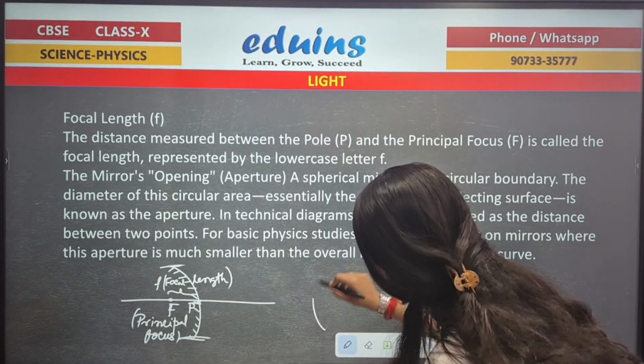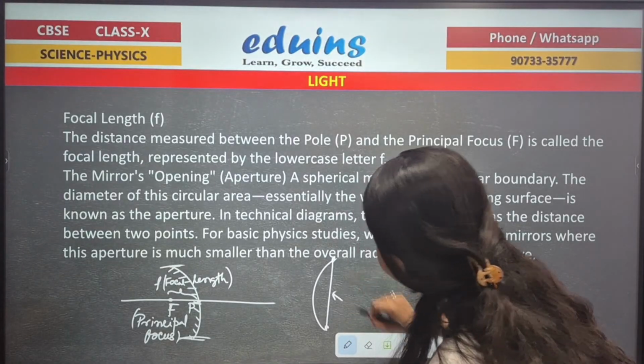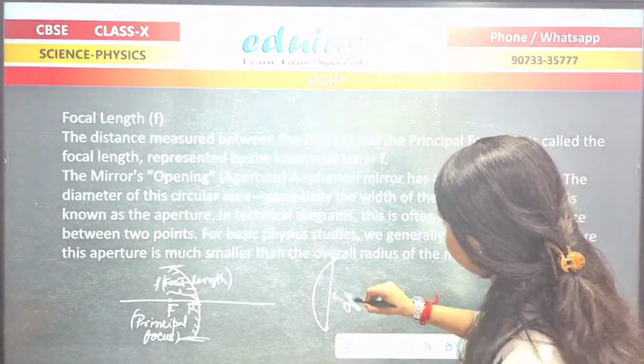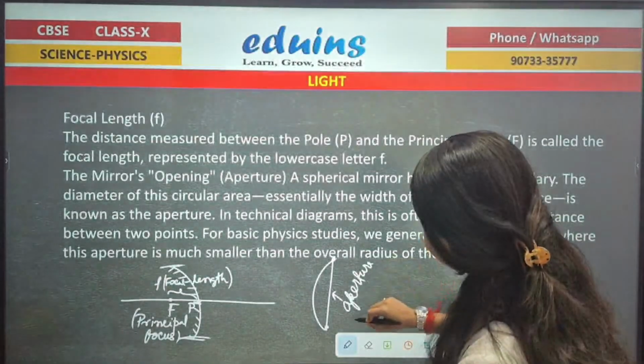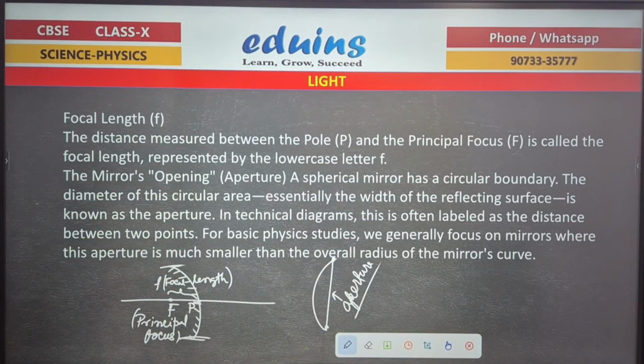This is the aperture of the mirror. Now, we have to assume that the aperture is much smaller than the overall radius of the mirror's curve. That means the aperture is smaller than the radius of curvature.